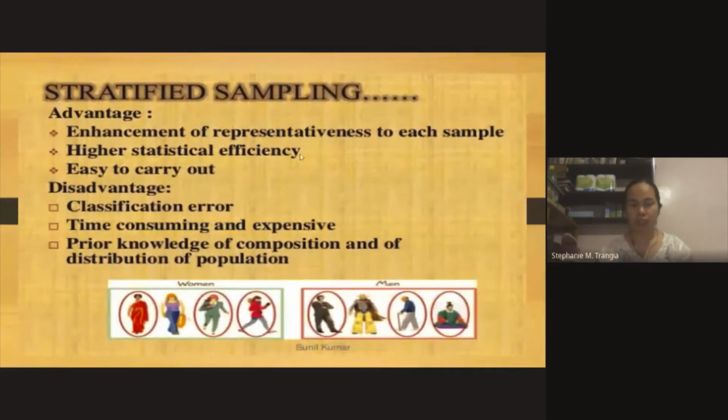Okay. So, what are the advantages? So, enhancement of representativeness to each sample, higher statistical efficiency, and easy to carry out. So, disadvantage is na kay usay classification error. Muna siya, kay mo mas silang i-classify according to by category, time consuming and expensive. That's part of stratified sampling. Prior knowledge of composition and of distribution of population. So, ano siya problema usay sa stratified sampling.